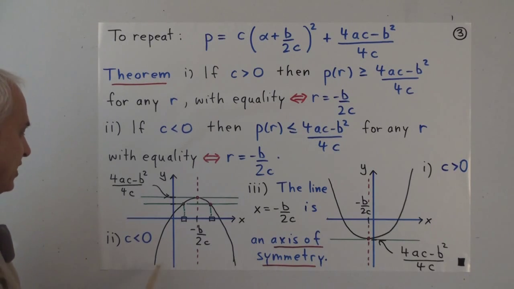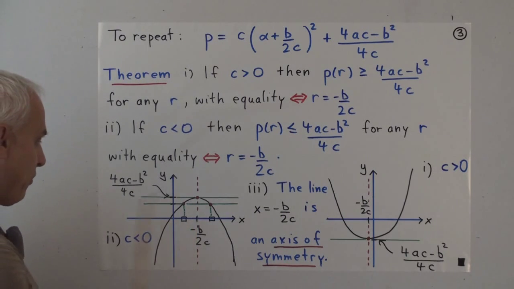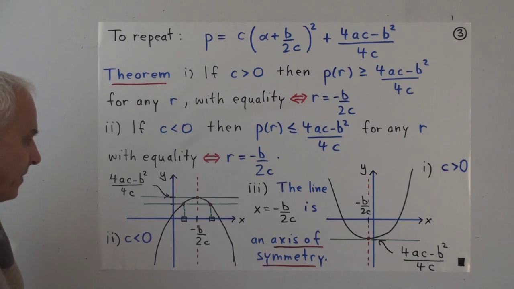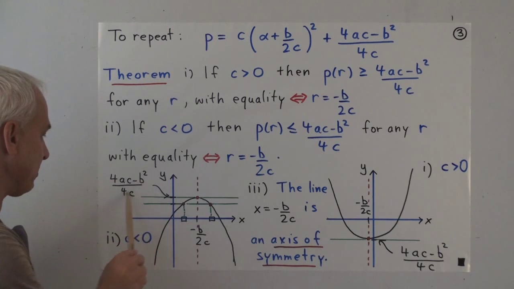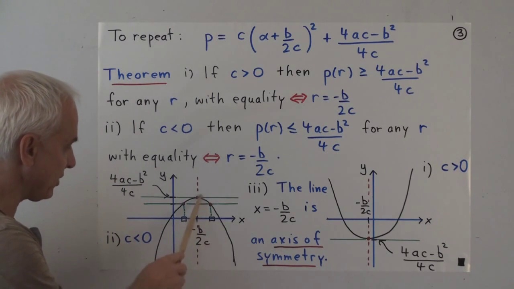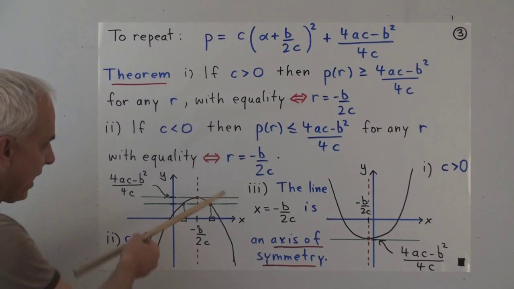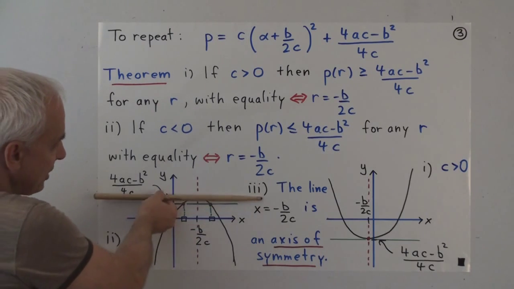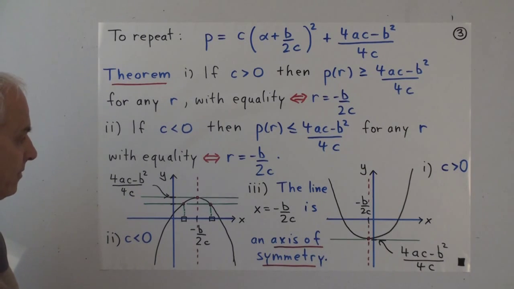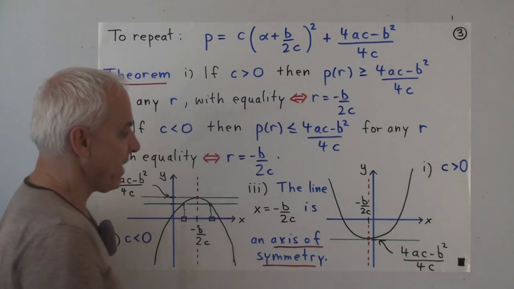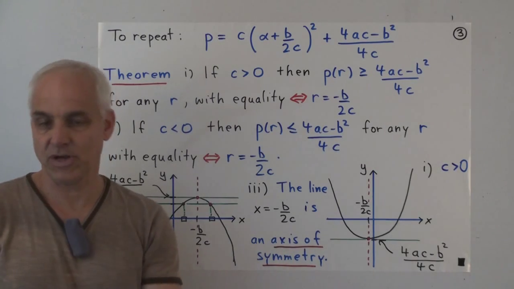So the picture that goes with that is this one here. It's a parabola opening downwards. There's the critical point minus b over 2c. At that point, right there, the value of the polynomial is (4ac minus b squared) over 4c, and for all other values it's something less. And again, that's the place where the tangent is horizontal. The slope is 0. And there's a third part of this theorem, that the line x equals minus b over 2c is an axis of symmetry of the parabola.